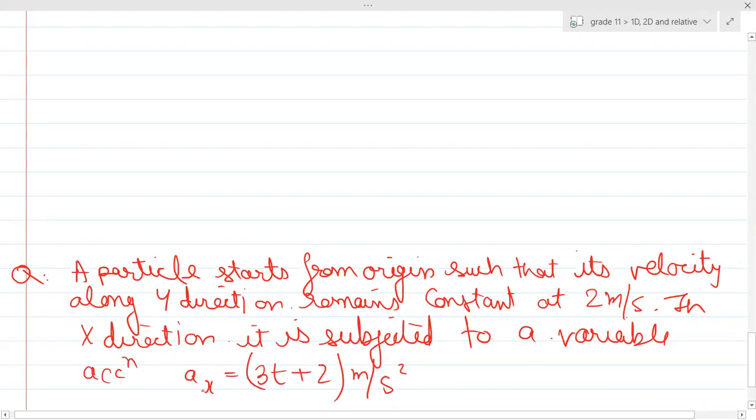Can you see the acceleration is varying with time? At t equals 0 seconds, the acceleration will be 5 meters per second square. At t equals 1 second, the acceleration will be... At t equals 0 seconds, the acceleration will be 2 meters per second square. At t equals 1 second, it will be 5 meters per second square. At t equals 2 seconds, it will be 8 meters per second square. So can you see over here? With time, the acceleration is changing. So basically, that is called variable acceleration.